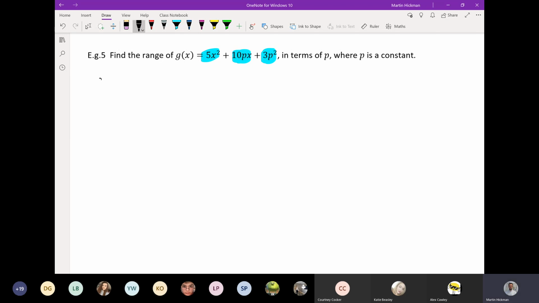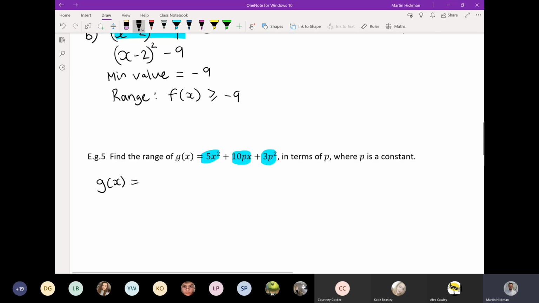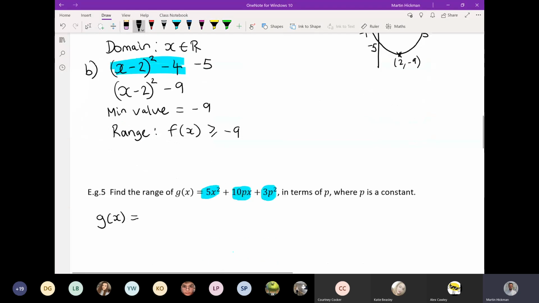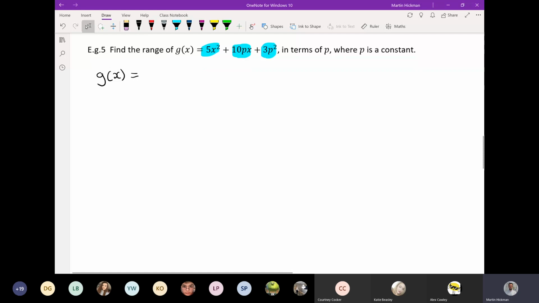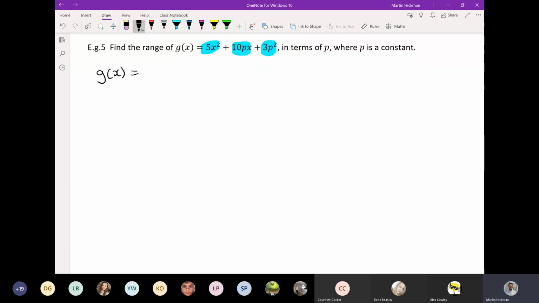So I still do the normal thing I would do to find my lowest value. With example 4, we completed the square so we can find the turning point. It's still what we're going to do here, but we're just going to do it in terms of p. That's the only difference. It's quite a tricky one to complete the square on. When the coefficient of x squared is not 1, we need to take that outside of a bracket. There's a 5 in front of the x squared, so take that out, and we'd have x squared plus 2px in the bracket there.